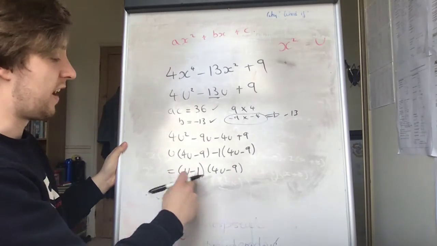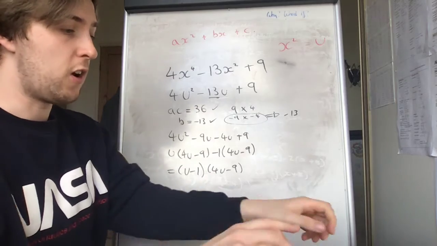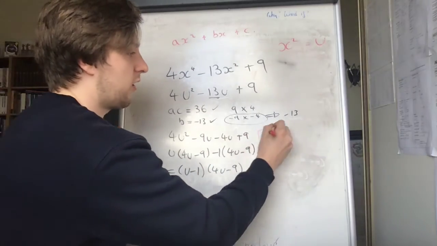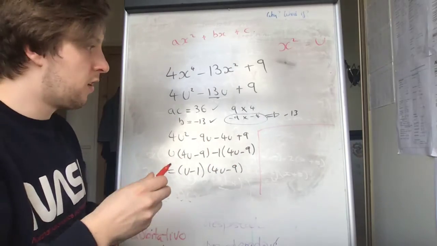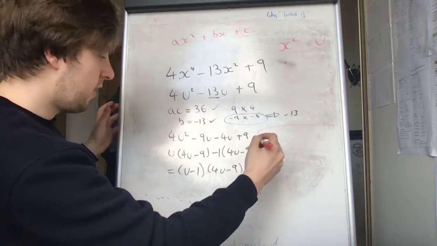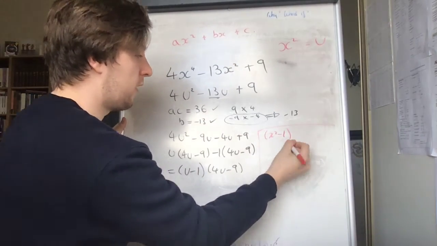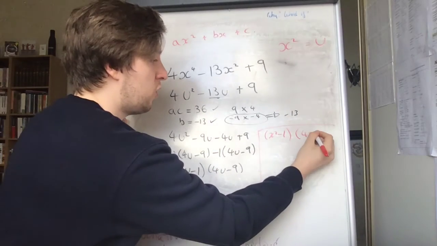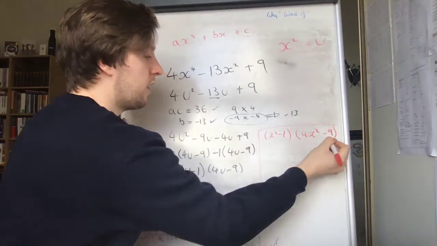transform these into x squared. So really what we have here is, I'm going to change the colour of the pen, but just know that I'm just continuing from where we were essentially. I really need to get some new pens. These aren't very clear, I'm sorry. Okay, so we've essentially got (x squared minus 1), because u is x squared, and we've got (4x squared minus 9), okay?